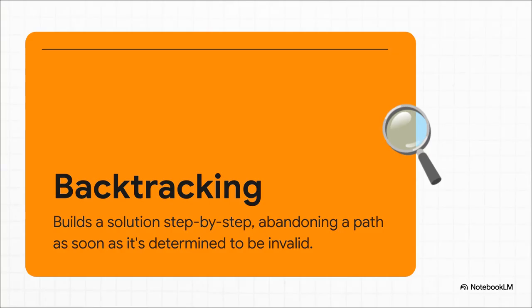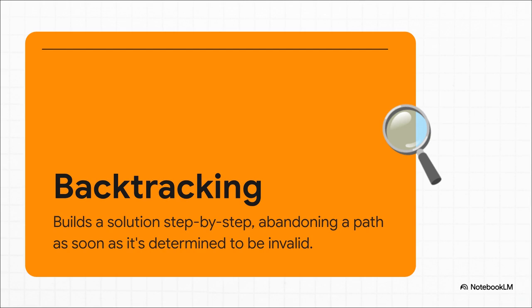So what exactly is backtracking? You can think of it as a smarter, more efficient recursive search. Instead of blindly generating every single possibility, you build your solution one step at a time. And at each step, you check, is this path still valid? If it's not, if you've already broken a rule, you stop. You immediately abandon that path and go back. It's kind of like you're in a maze.